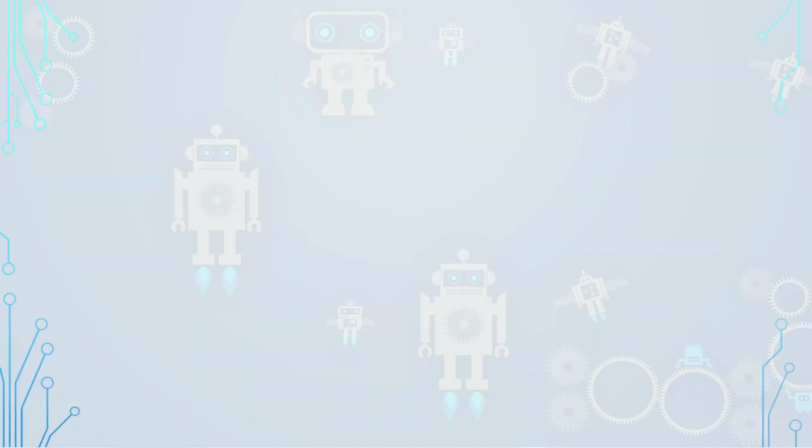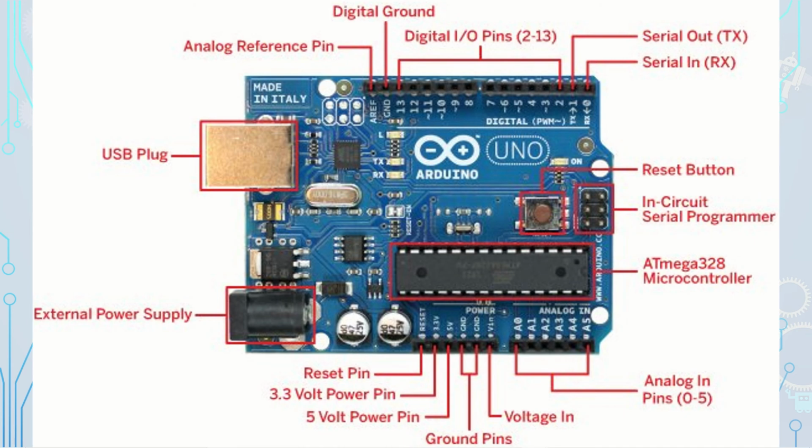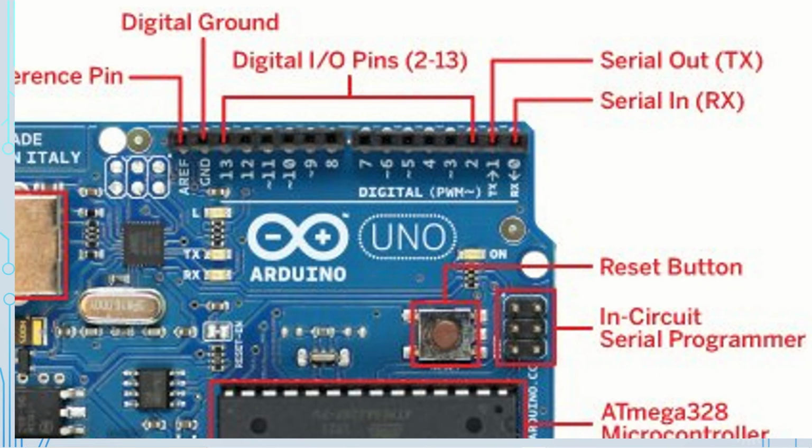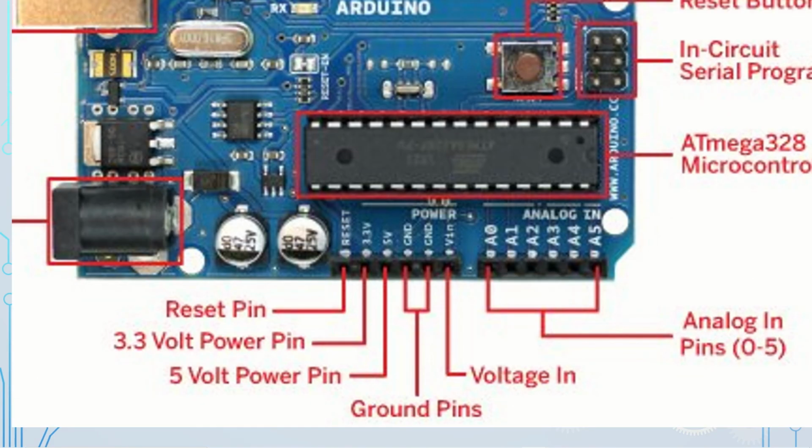Then the next side, what we are zooming in on, this is the complete controller. First we zoomed in on the top part, now we are going to the below part. This is the microcontroller that we have discussed.